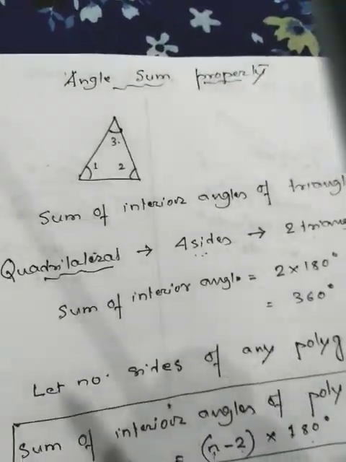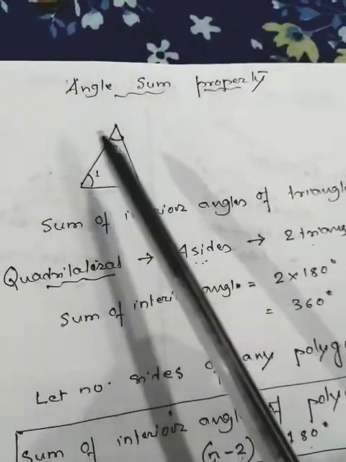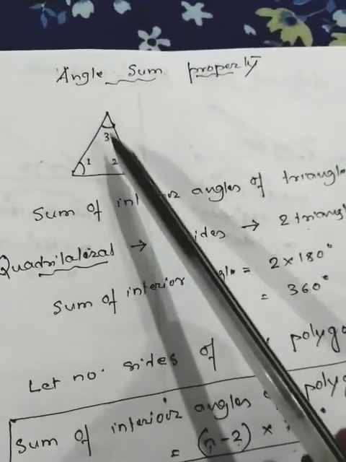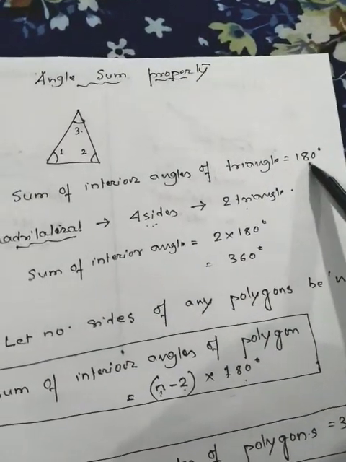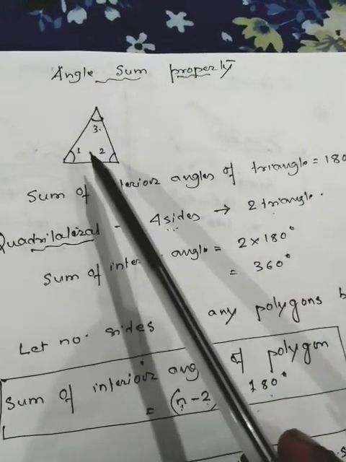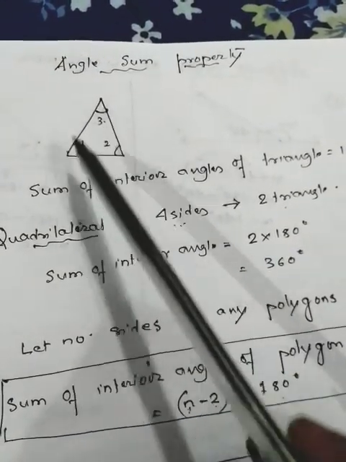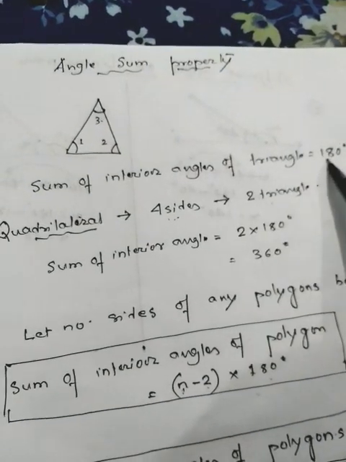Why? You will understand. Up till this year, we have come across that the sum of all the angles of a triangle is equal to what? 180 degrees, isn't it? So how many angles are there in a triangle? 3: 1, 2 and 3. So the sum of the interior angles of a triangle is 180 degrees.